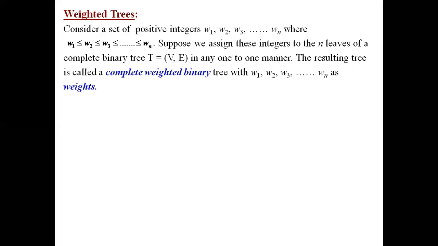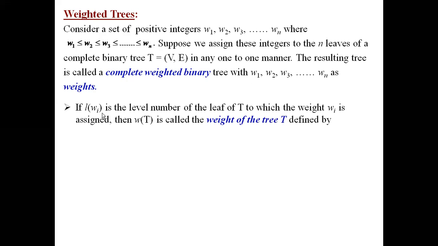We are giving the weights to the trees means we are giving the weights to the n leaves that exist in the complete binary tree T. So we assign weights to the leaves, and such a tree will be known as a complete weighted binary tree with w1 to wn as its weights. Suppose L of Wi denotes the level number of the leaf to which weight Wi is assigned. So we denote the level number. Once the weights are assigned to the leaves of the tree, we can write down the level number of that particular weight, which is denoted by L of Wi.